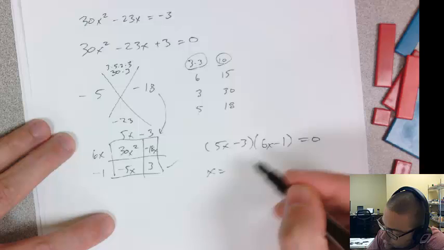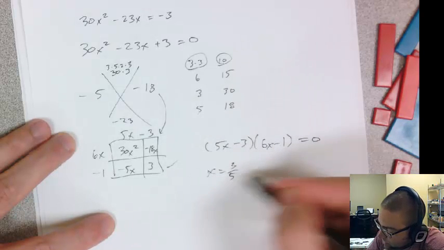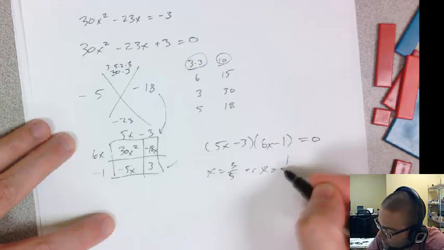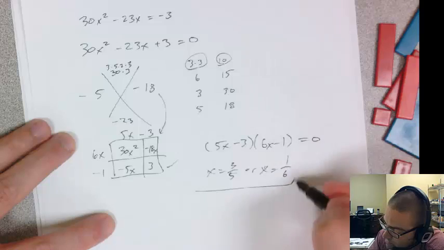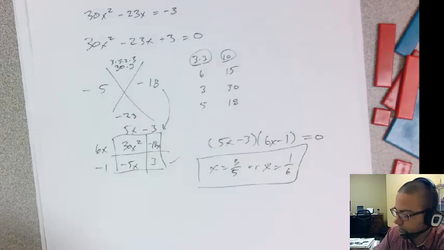Okay, so my factors are 5x minus 3 and 6x minus 1 equals 0. So x is equal to opposite of the back divided by the front, positive 3/5, or opposite of the back, which is positive 1, divided by the front, which is positive 6. So there are my two solutions to that quadratic equation. Okay.